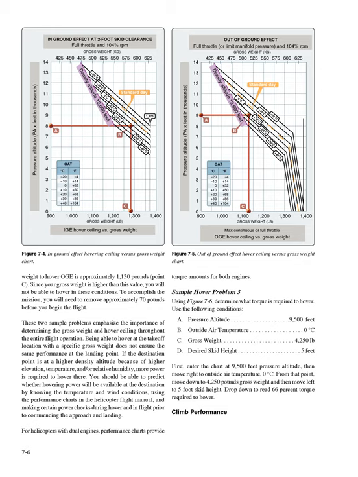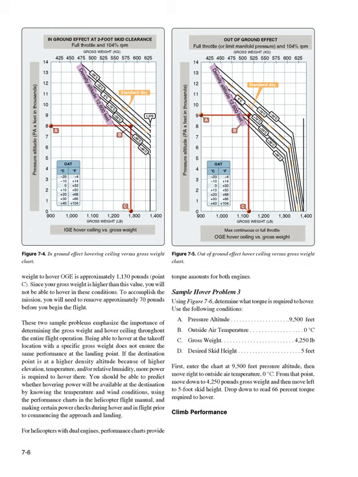5 feet. First, enter the chart at 9,500 feet pressure altitude, then move right to outside air temperature, 0 degrees Celsius. From that point, move down to 4,250 pounds gross weight and then move left to 5 foot skid height. Drop down to read 66% torque required to hover.